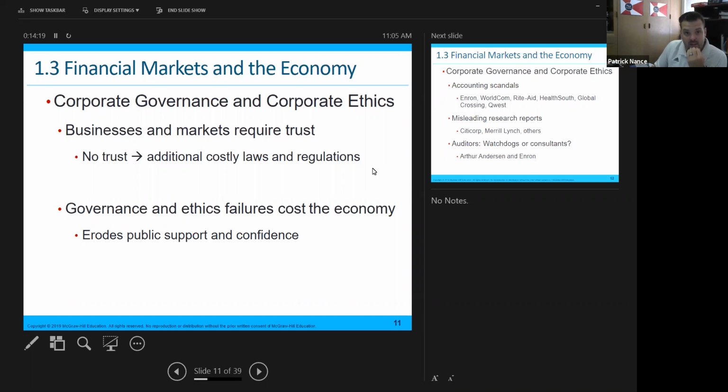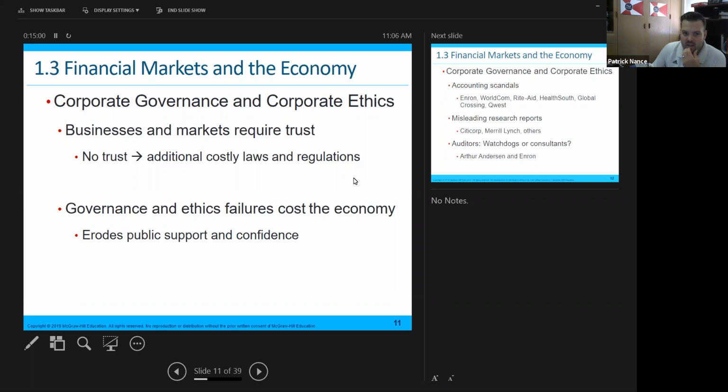So corporate governance and corporate ethics: business and markets require trust. If there is no trust, there are additional costly laws and regulations. A good example of this is what happened after the accounting scandals, and we're going to talk about that on the next one here. A lot of trust throughout that time frame was lost in the financial accounting system, and so they added a big law called Sarbanes-Oxley, which added regulation, which cost more money, but it renewed the trust in the financial industry and especially the accounting area.